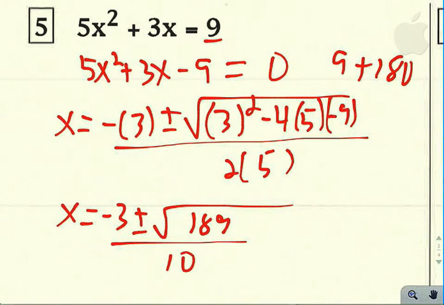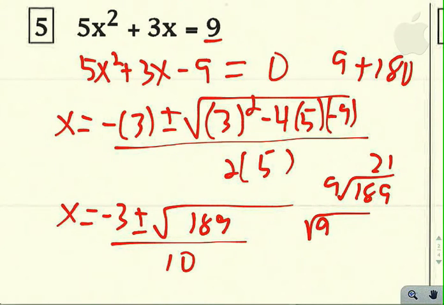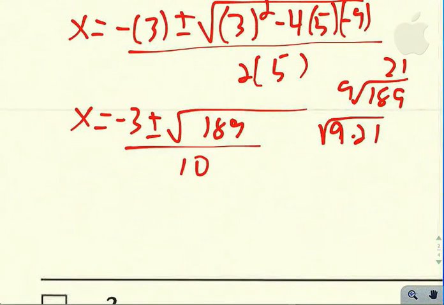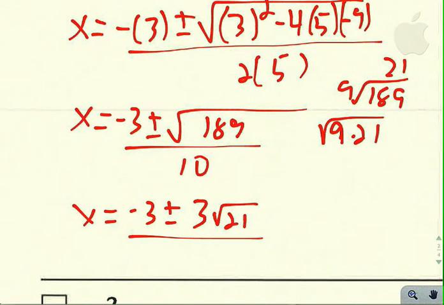All over 10. Now 189, let's see, 9 goes into 189 21 times. So we can reduce this a little bit. The square root of 189 then would be the square root of 9 times 21, which would be 3 square roots of 21. So my answer will be minus 3 plus or minus 3 square roots of 21 all over 10.